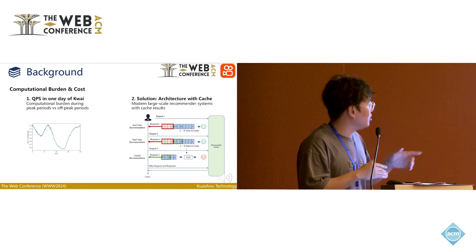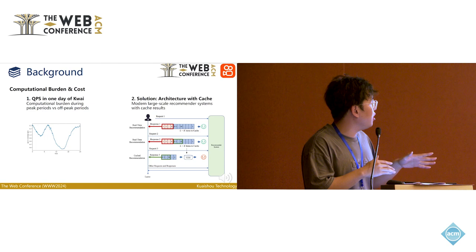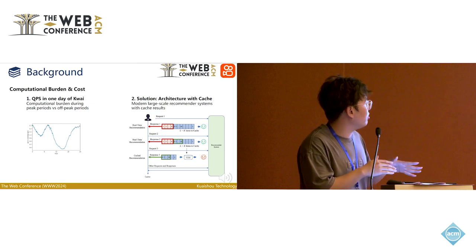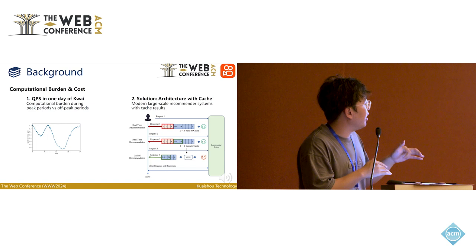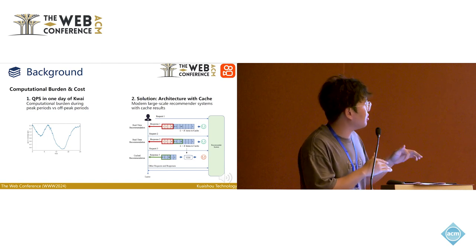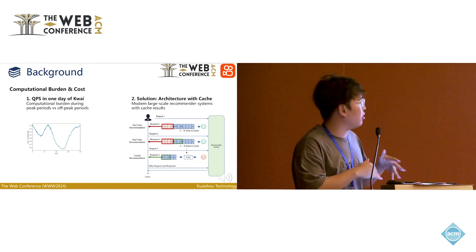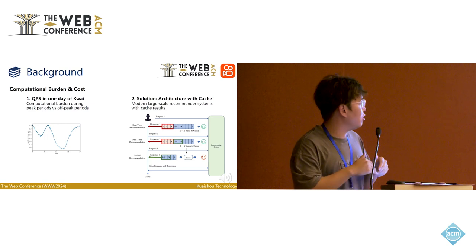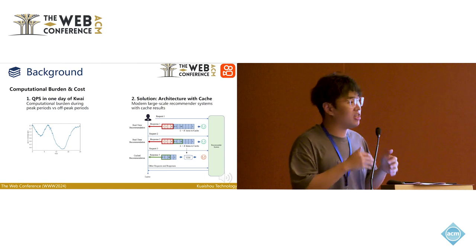for this problem. If the user first opens our app each day, we give them a real-time recommendation. That's the sorted items 1 to k, and the other top items from k to L, we put into the cache. So when each user comes again, we have two choices. One is we give them the real-time recommendation. The other is we just respond with the cached recommendations.